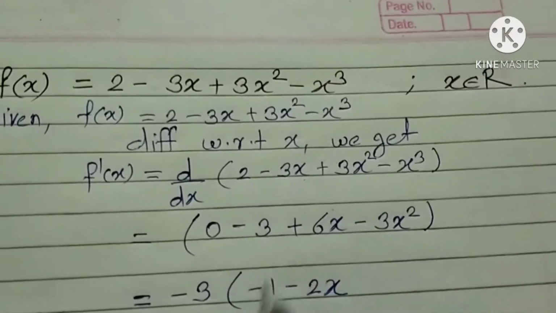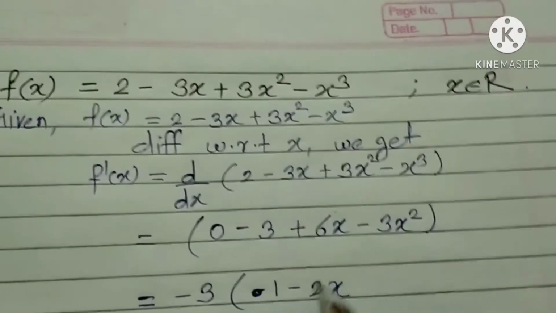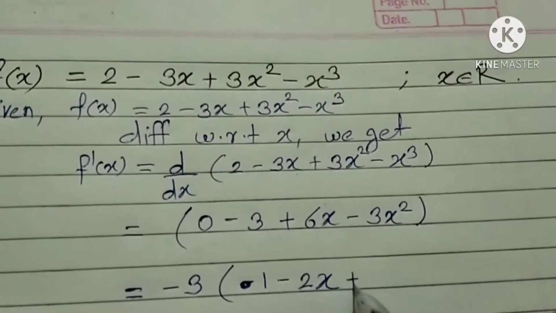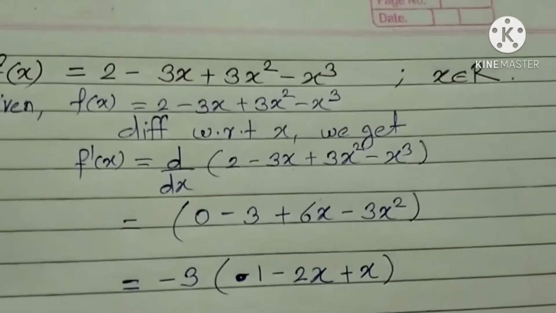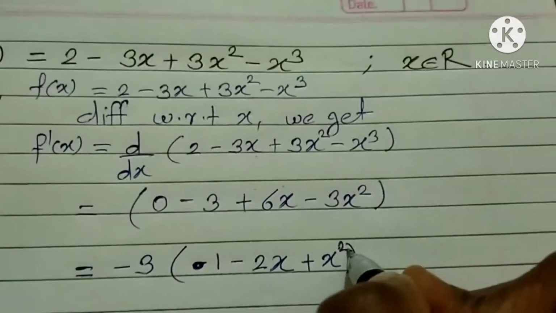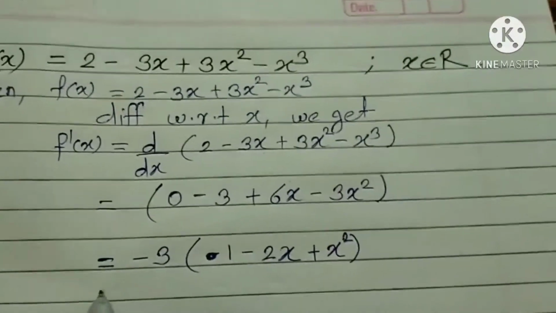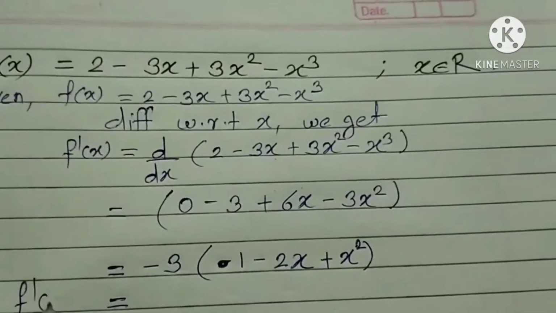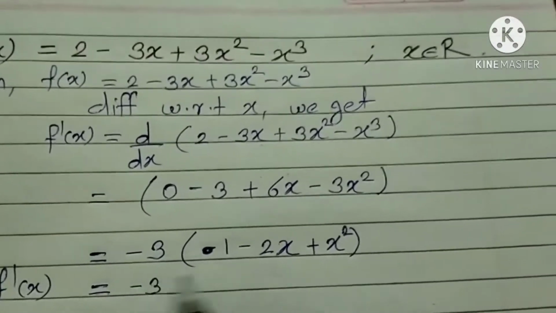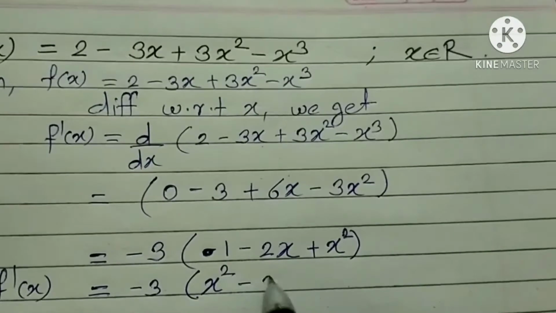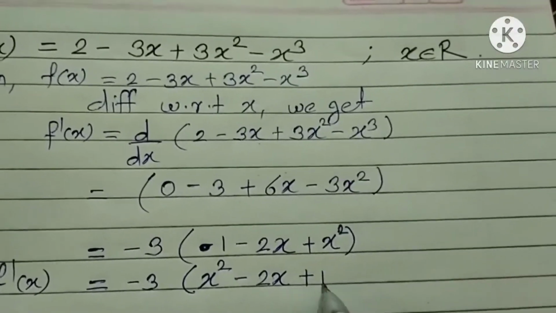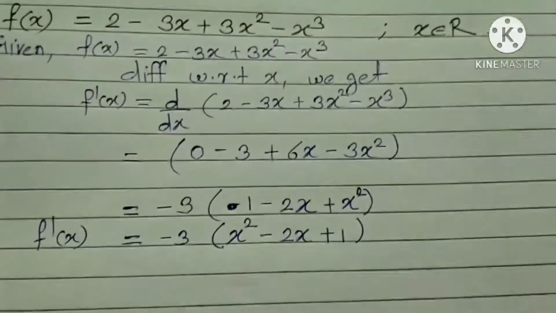Sorry, when we take minus common, then here it is plus 1, minus, and it is plus x square. So here we write f dash of x is equal to minus 3. First we take this x square term, x square minus 2x, and this is plus 1, which completes the bracket. Okay.